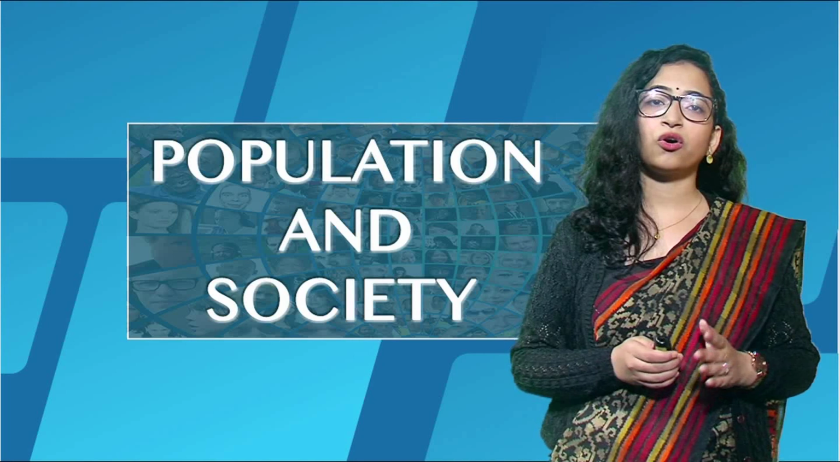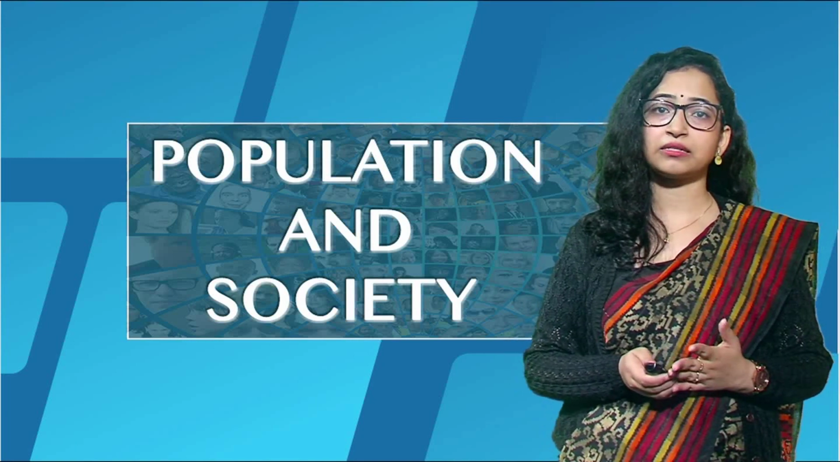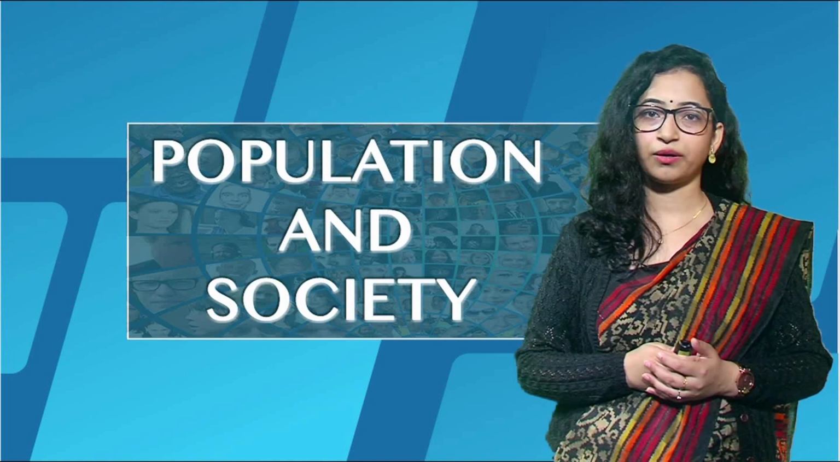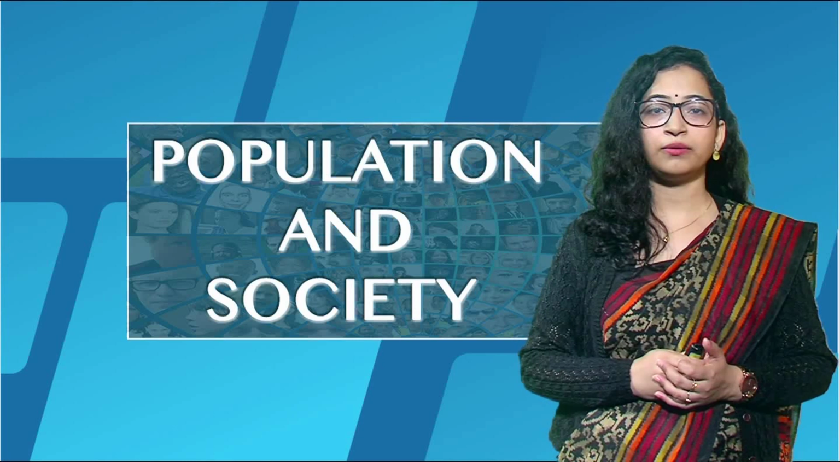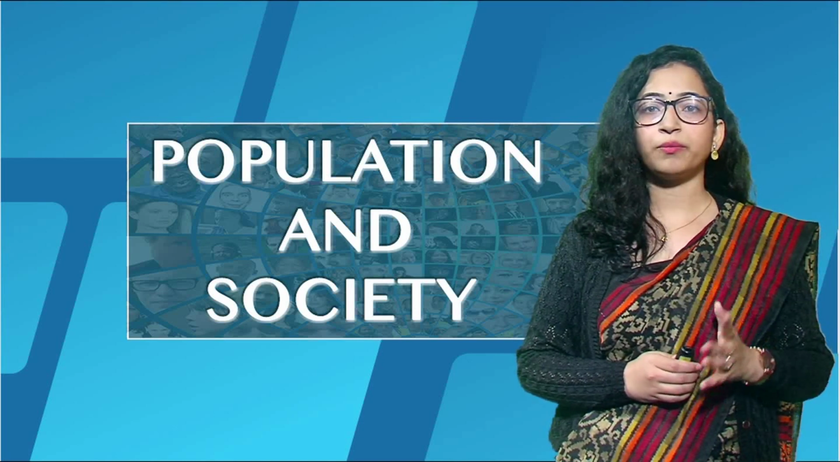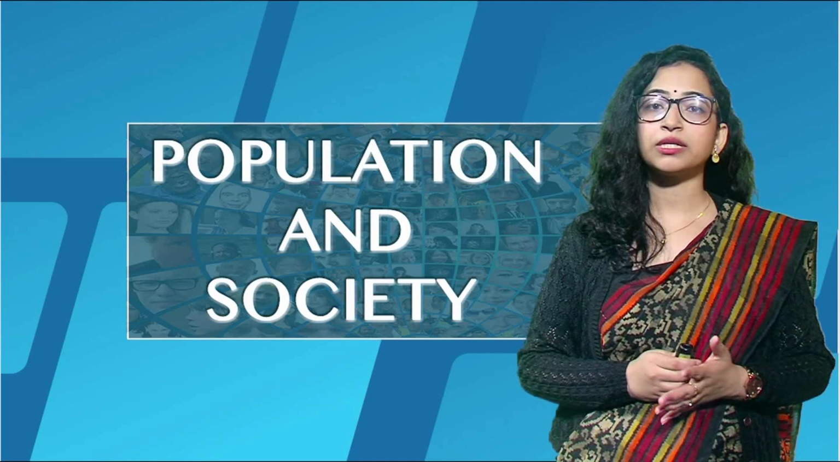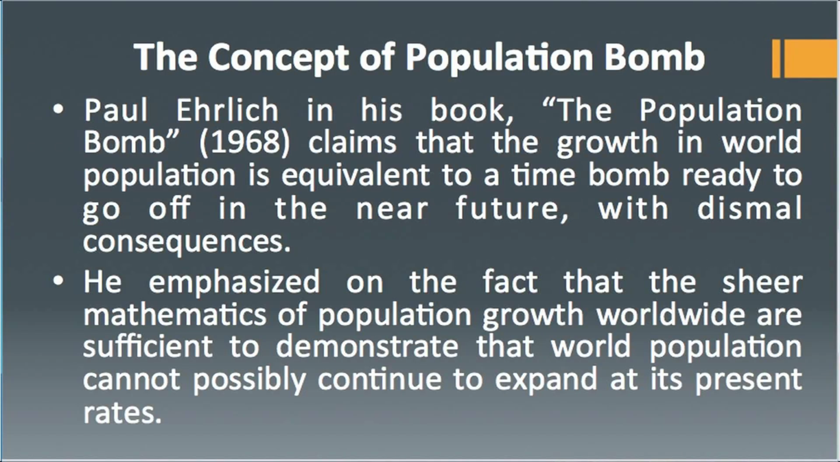Now, after going through the causes and consequences, we come to the last concept, that is the concept of the population bomb. While discussing the reasons and consequences of population growth and overpopulation, this concept of the population bomb is also very important and must be brought into notice. So Paul Ehrlich, in his book The Population Bomb, argued that many of the dire earlier predictions of Malthus were not far from wrong. He claims that the growth in world population is equivalent to a time bomb ready to go off in the near future, which can cause dismal consequences.